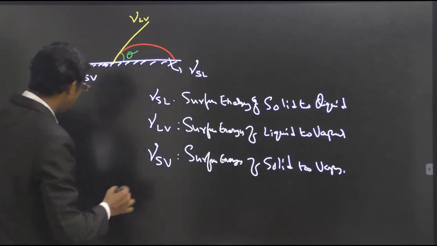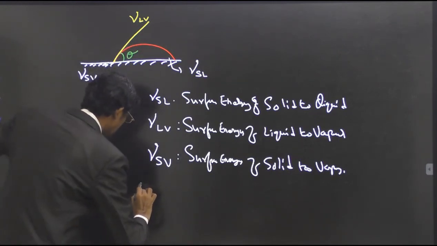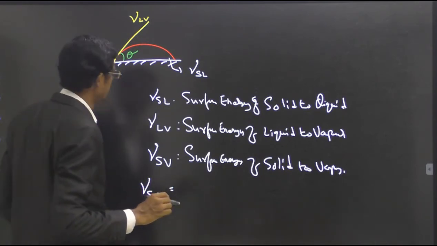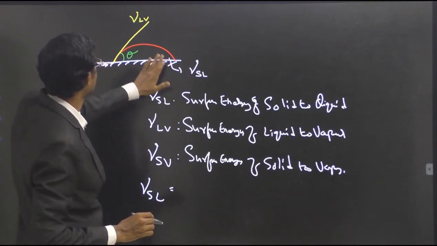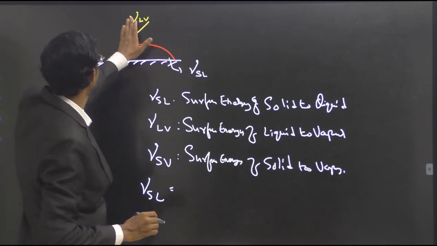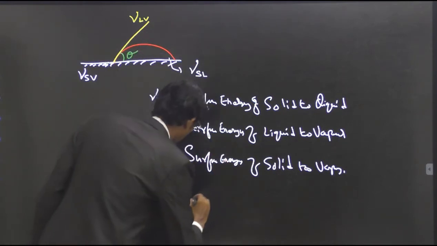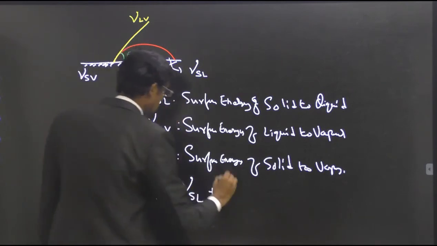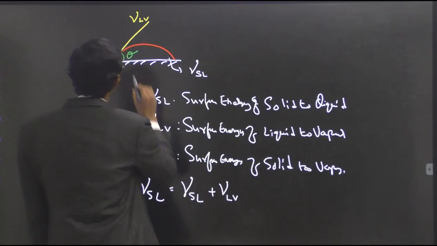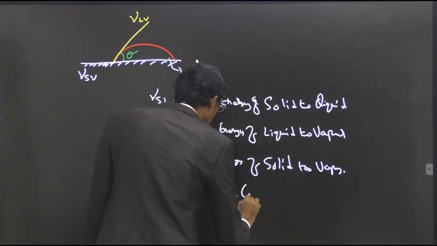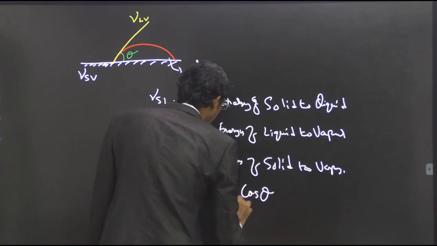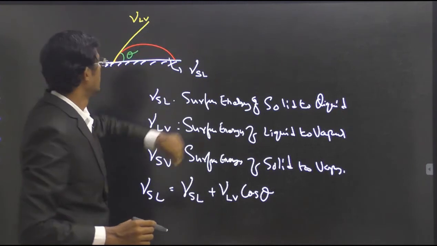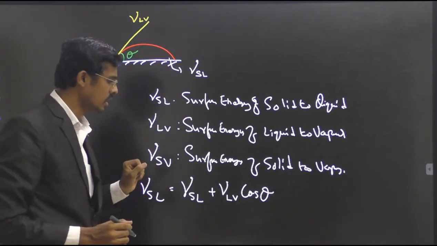Now we can create one equation based upon this. Surface energy of solid to vapor is equal to surface energy of solid to liquid plus surface energy of liquid to vapor, with some difference of angle, the contact angle theta. So if we know the surface energy, surface tension, we can find theta.